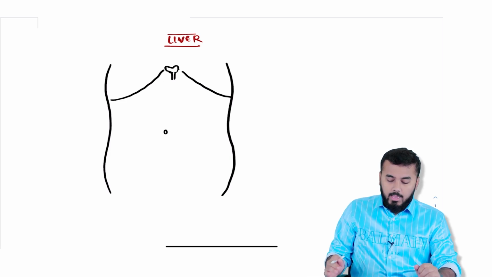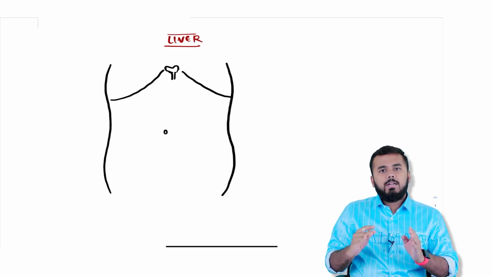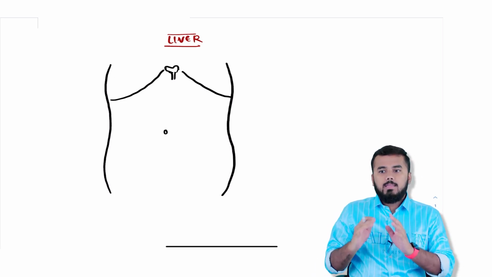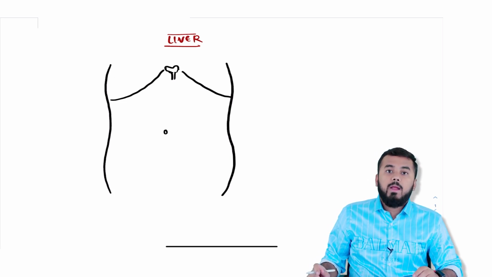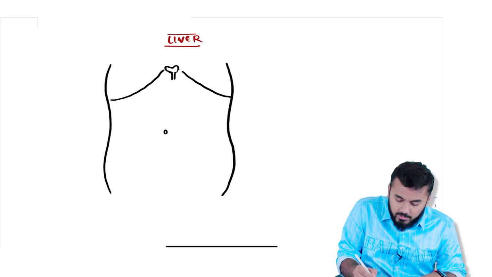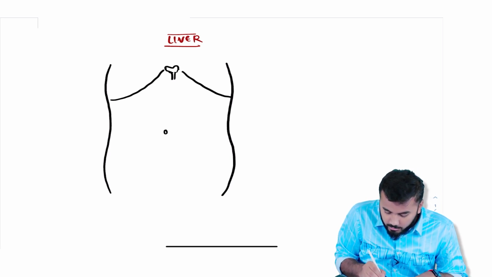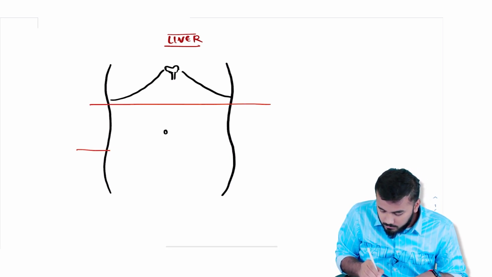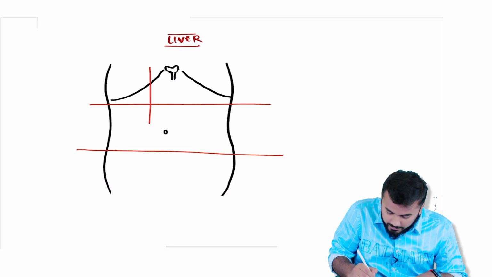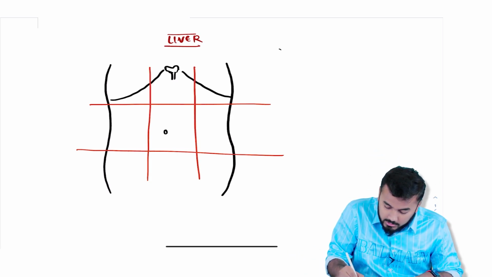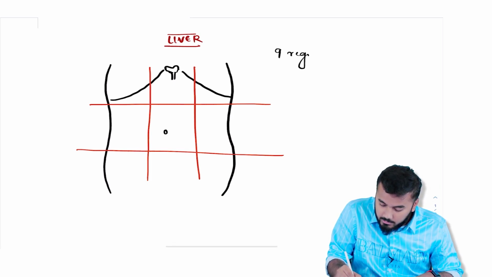Now look here, the abdomen is basically divided into 9 different boxes. These are called abdominal regions, or simply Pandora's box. The abdomen is divided into 9 different regions. Now what are these 9 different regions? If I divide the abdomen like this, I am dividing the abdomen into 9 regions. 9 regions of the abdomen. Now what are these 9 regions of the abdomen?